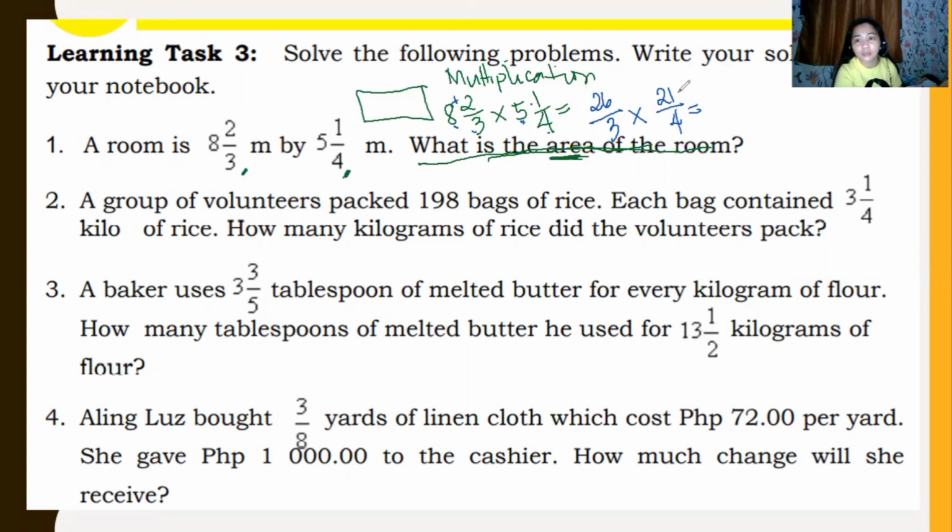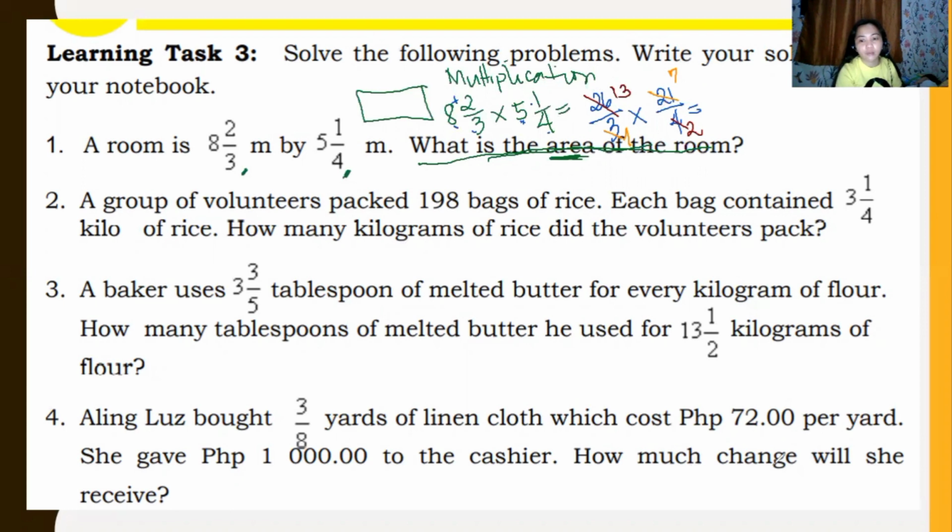Pero tingnan natin kung alin ang pwede natin i-cancel, yung pair ng number na pwede natin i-cancel. We can cancel out 3 and 21. They are both divisible by 3. 3 divided by 3 is 1. 21 divided by 3 is 7. What else can we cancel out? We have 26 and 4, they are both divisible by 2. 4 divided by 2 is 2, and 26 divided by 2 is 13.